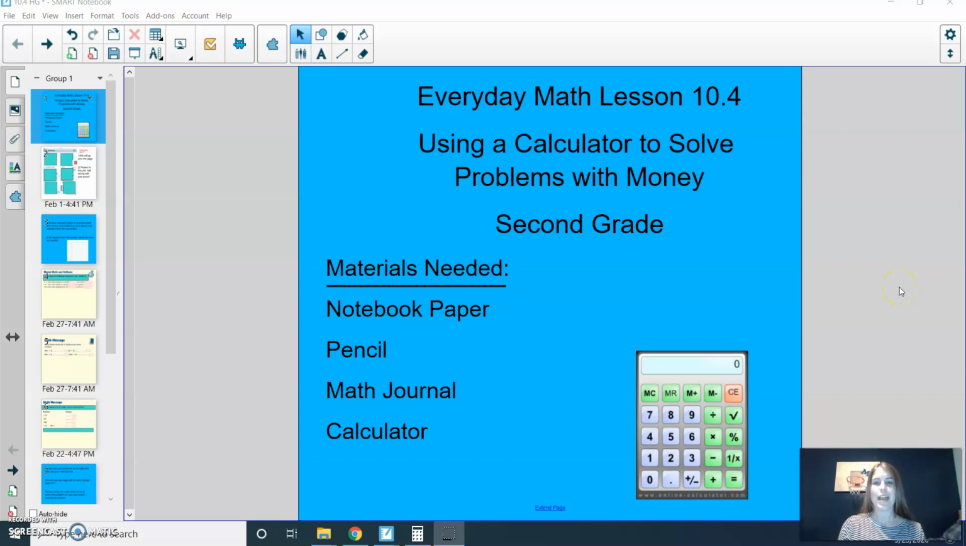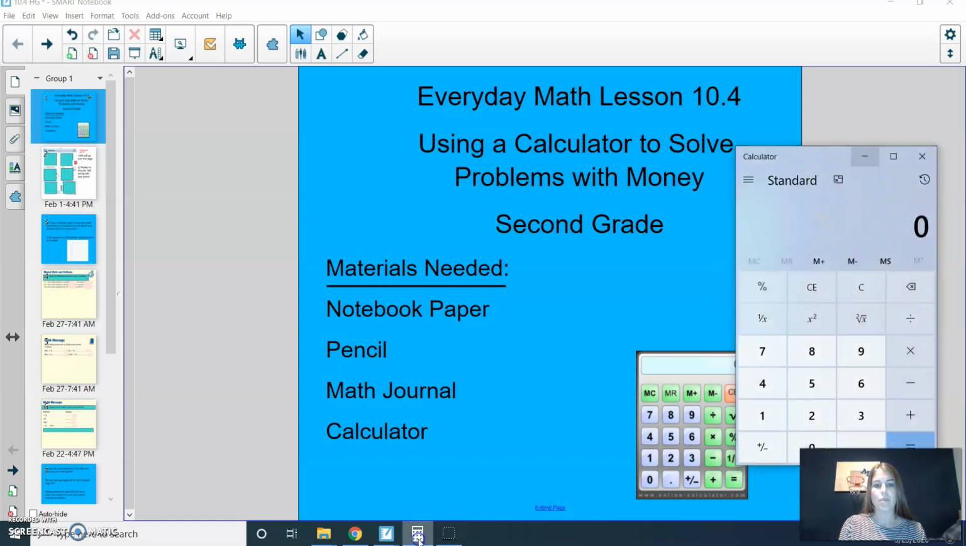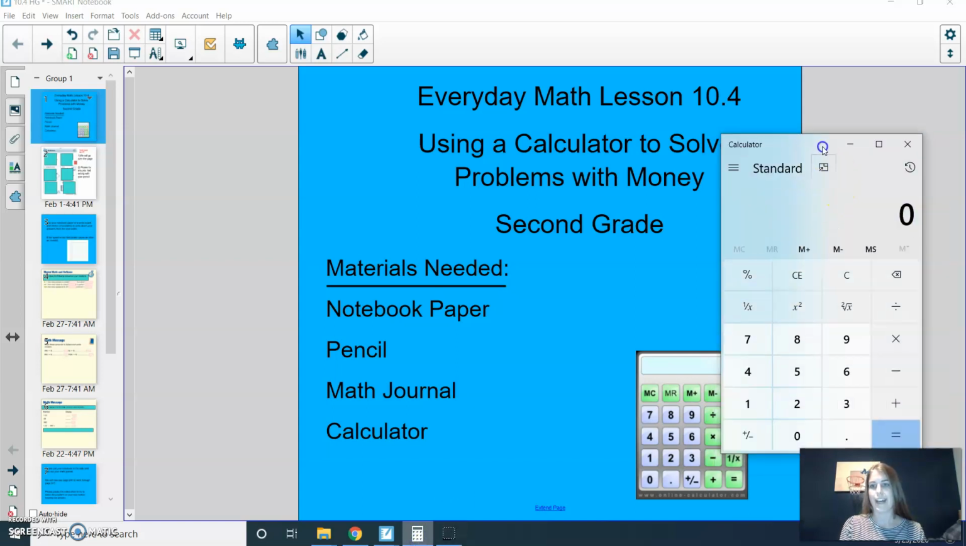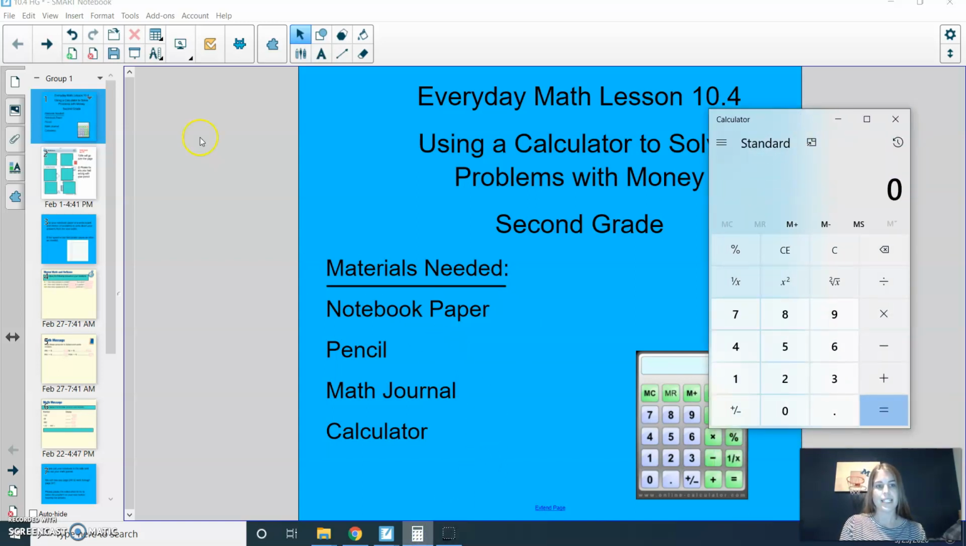Boys and girls, welcome to Everyday Math Lesson 10.4, Using a Calculator to Solve Problems with Money. The materials that you'll need: notebook paper, pencil, math journal, and also a calculator. If you don't have a calculator that looks like this, maybe you could find a calculator from your device. You'll notice that I'll be pulling up the calculator from my device today. Let's get started.